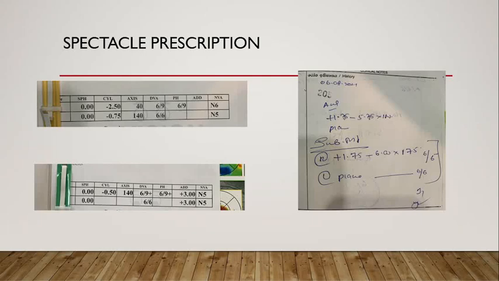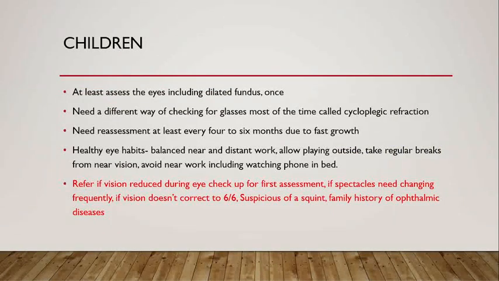This is the spherical error, which is the main plus or minus error. Then cylinder with axis is the astigmatic error. We have the axis and the power. And then you have the addition. Addition is for presbyopia. You add another additional power to see near, because all the other power is for light coming from infinity to focus.